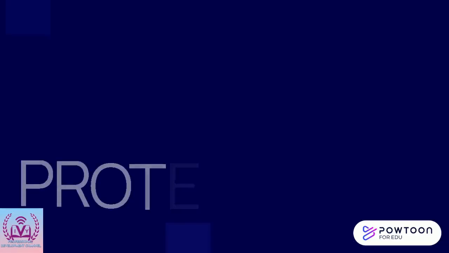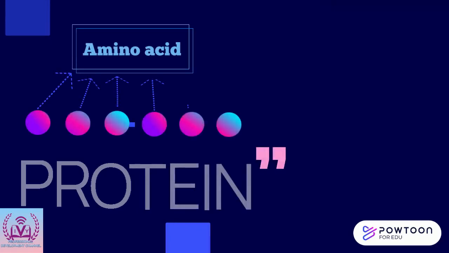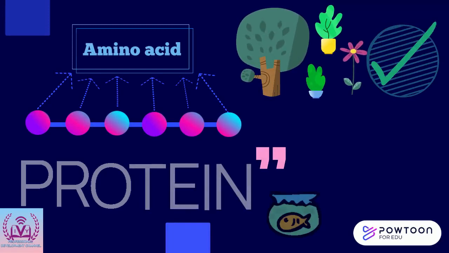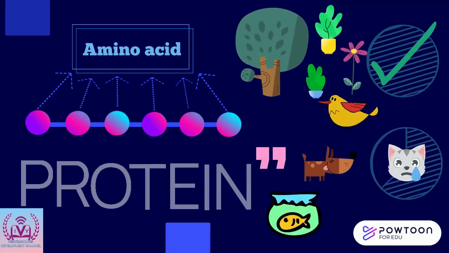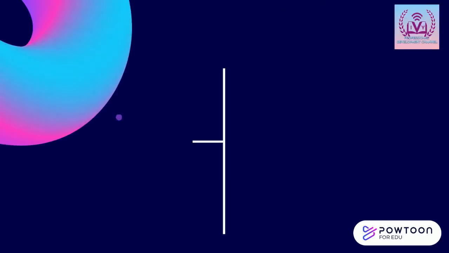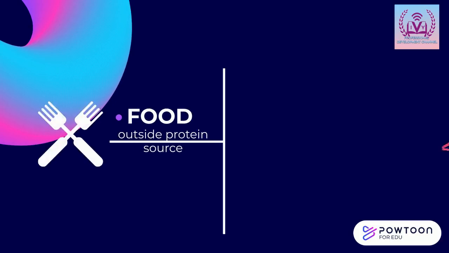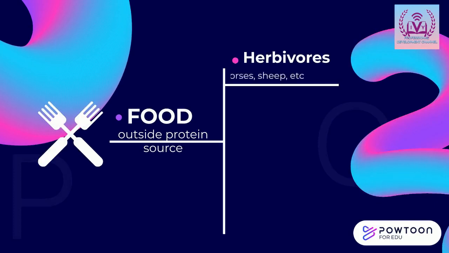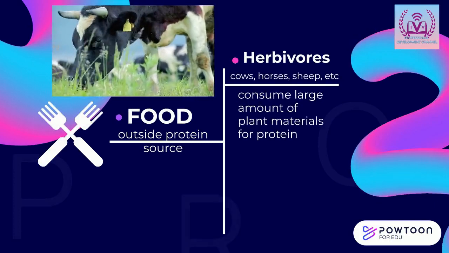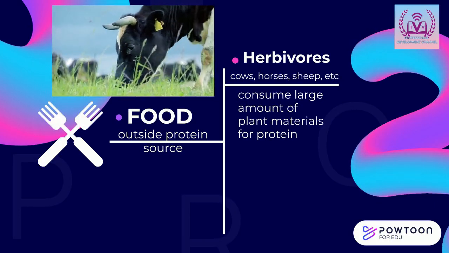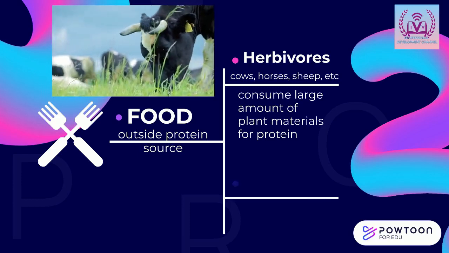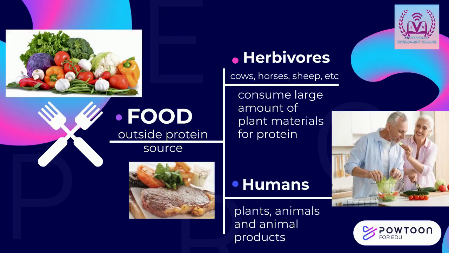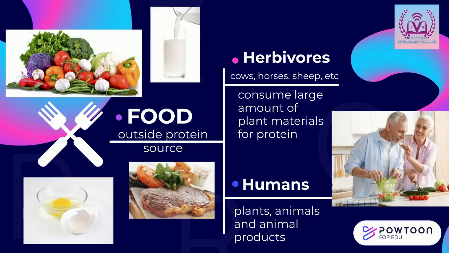All proteins are made up of amino acids that are linked together like beads. Plants can synthesize all the amino acids, while animals can only synthesize some. They need outside food sources that contain protein to obtain them. Plant-eating animals, like cows, would need to consume very large amounts of plant material to meet their amino acid requirements. Humans can obtain proteins from plants, animals, and their products like meat, milk, and eggs.